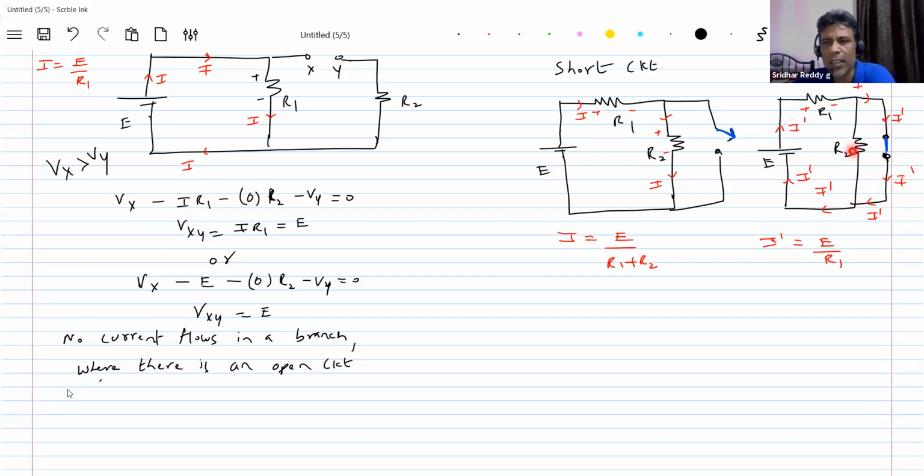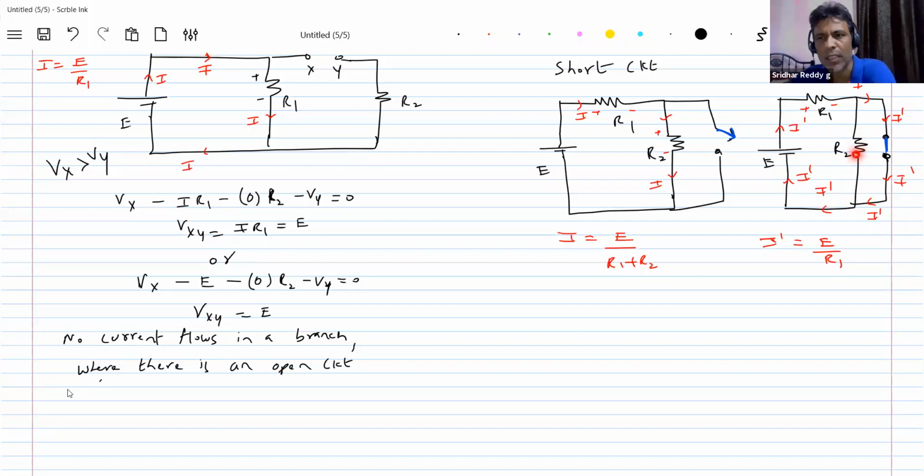Practically what happens, even suppose R2 is 100 ohm and this is 0.1 ohm, almost 99.99% of the current will pass through it. Let's talk about the ideal 0 ohm case. The whole current I dash will flow through this short circuit path. What is the current through R2? Though you have connected it, no current flows.